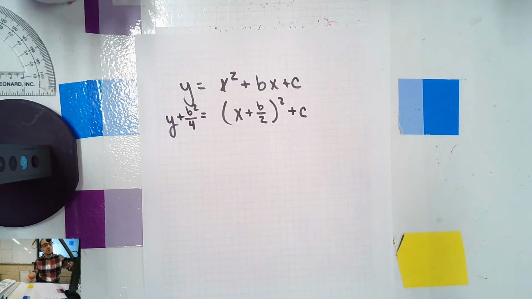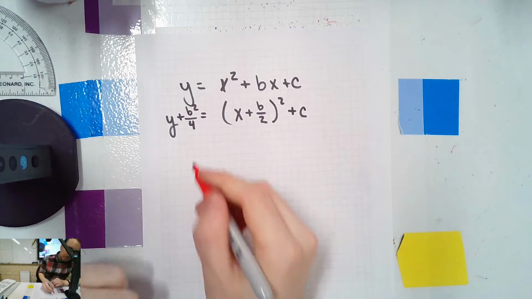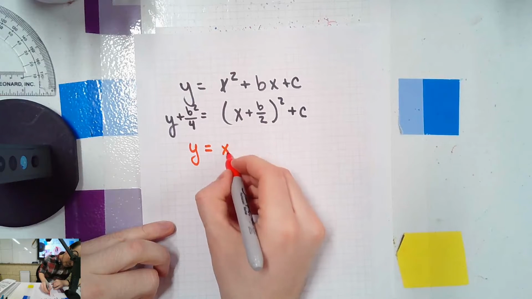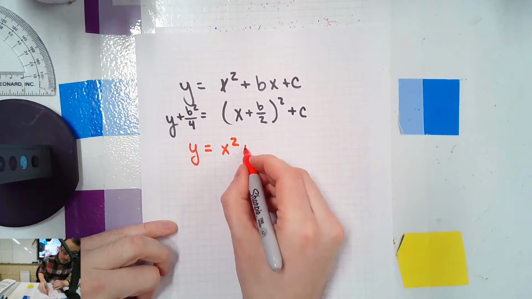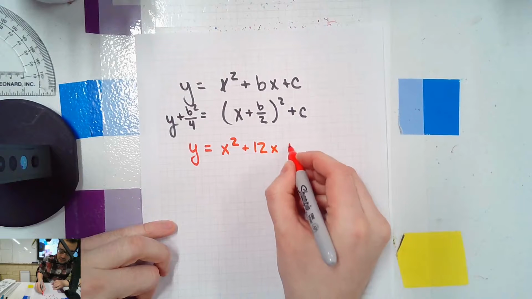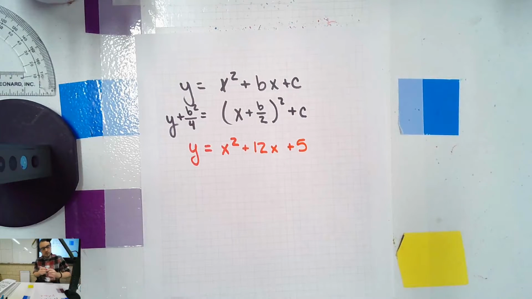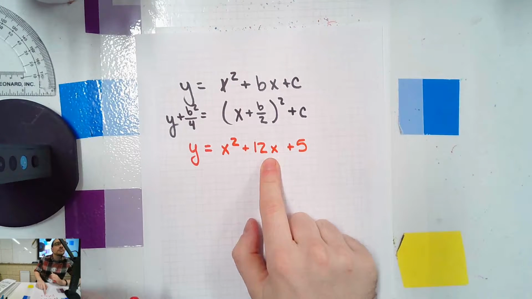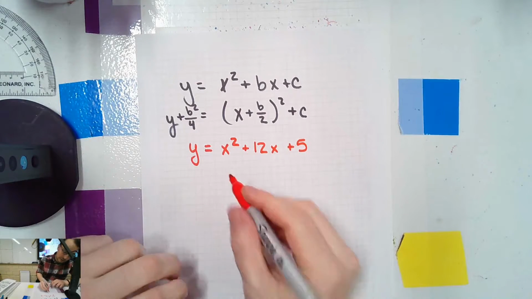If you're confused, let me show you. Let's make an example. Y equals x squared. Give me an even number. 12. So when I cut it in half, it's not too bad. And then any number here, right? 5. So what I would do is I would cut that in half, right? And that's going to be the dimensions of my square that I add to both sides.